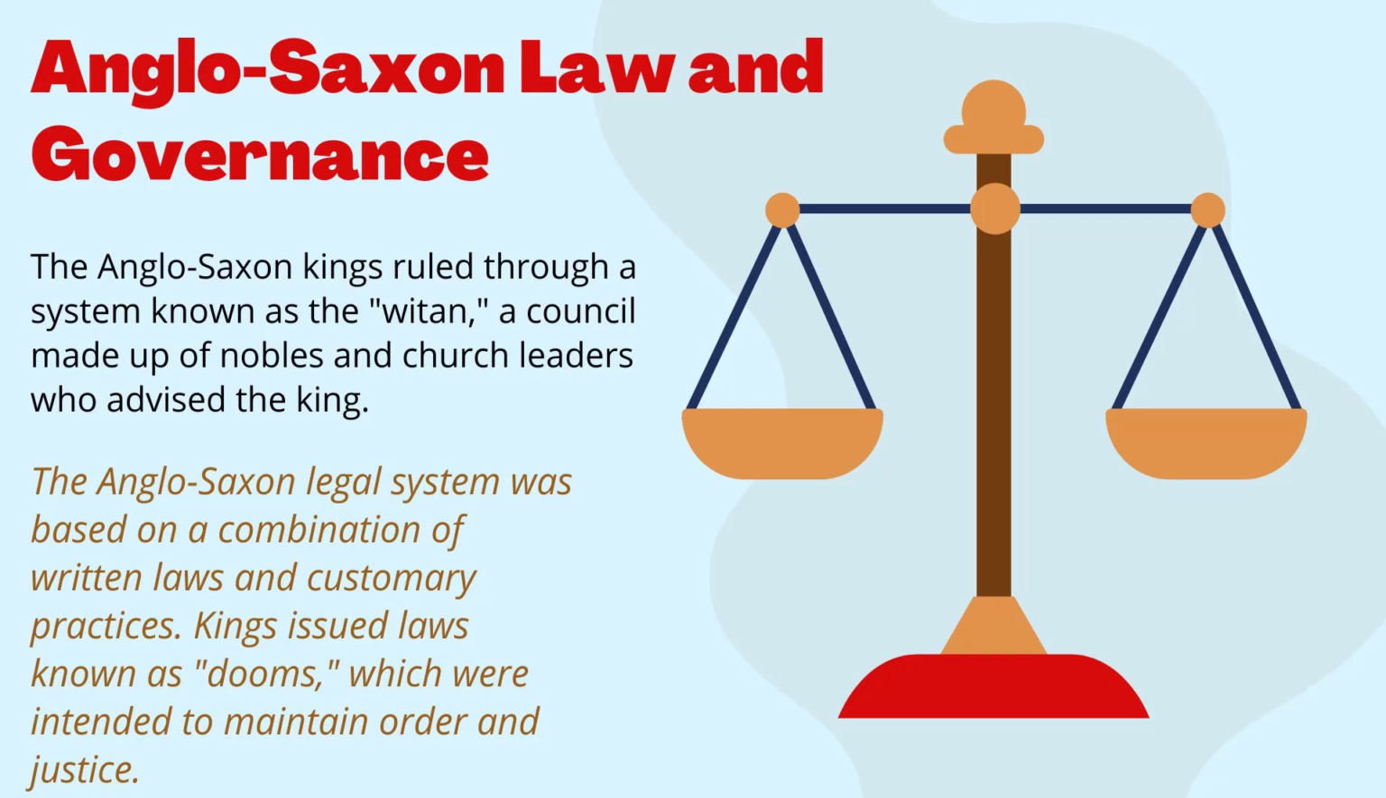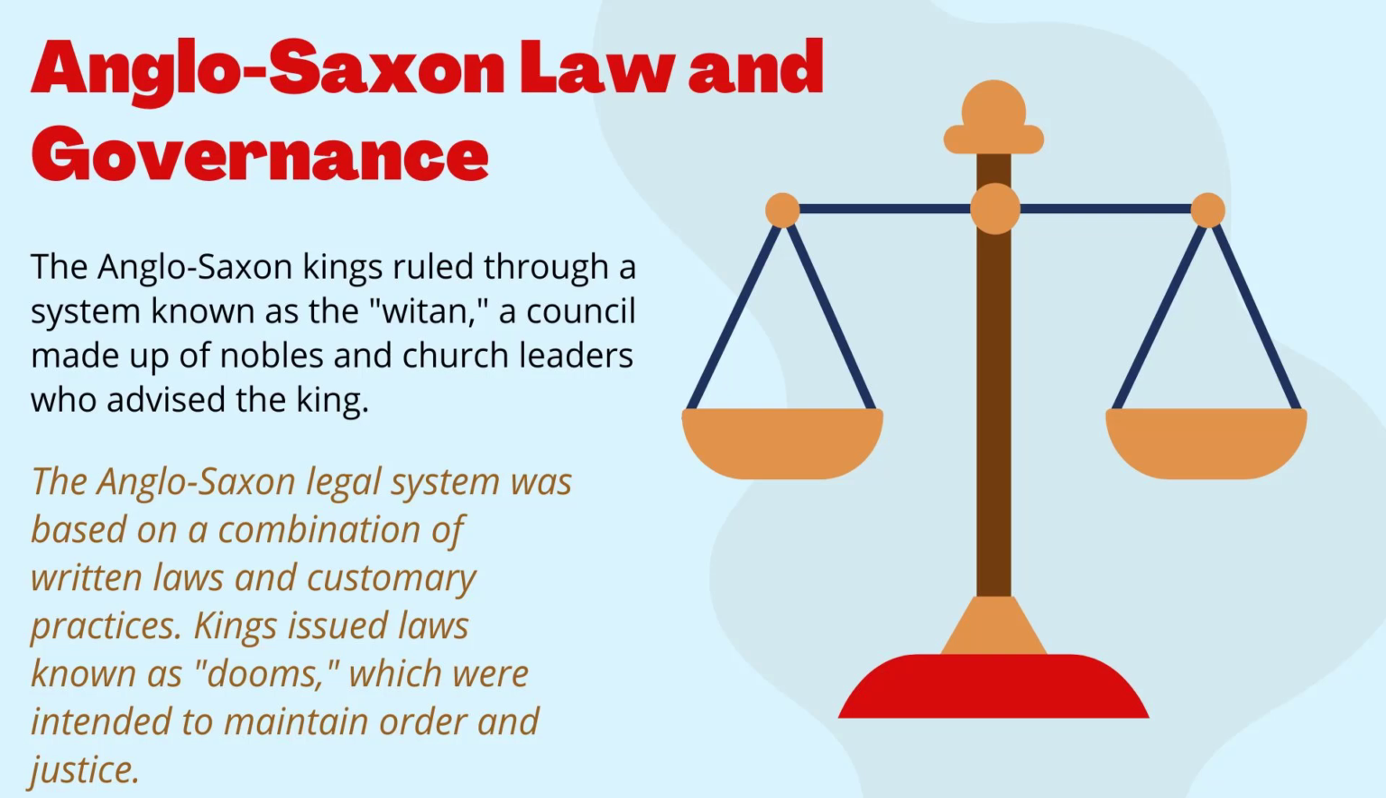Anglo-Saxon law and governance, the role of kings in Britain. The Anglo-Saxon kings ruled through a system known as the Witan, a council made up of nobles and church leaders who advised the kings. While the kings held significant power, their authority was often checked by the Witan, which played a crucial role in matters such as lawmaking and the selection of kings.